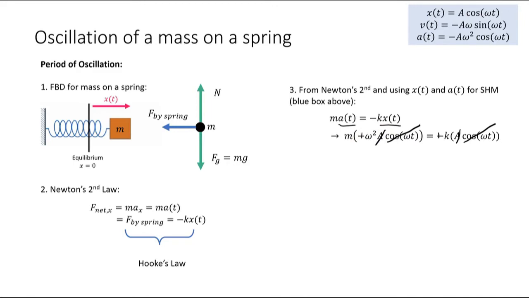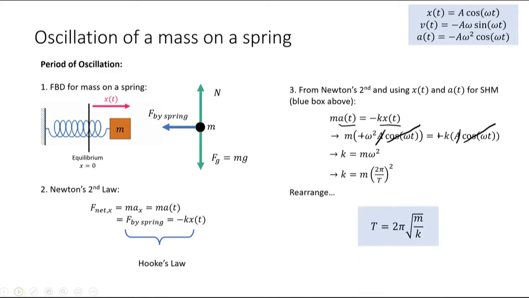And so then let's go ahead and rearrange that equation for k. What we end up with is k is equal to m times omega squared. All right, so now we've achieved our second goal, which was to get a relationship for omega, because omega is the angular frequency, and that angular frequency is related to the period of oscillation. So remember, omega is equal to 2 pi divided by T, and so now all we have to do is rearrange and solve for T.